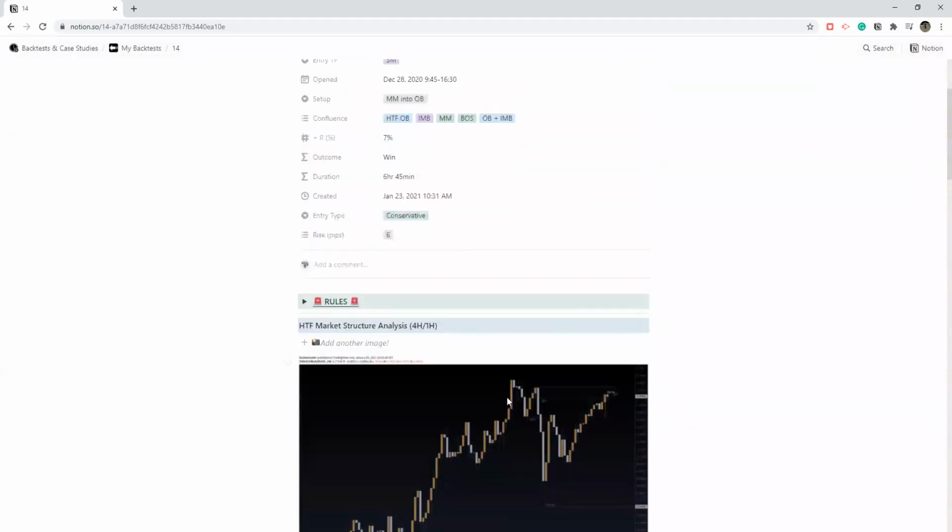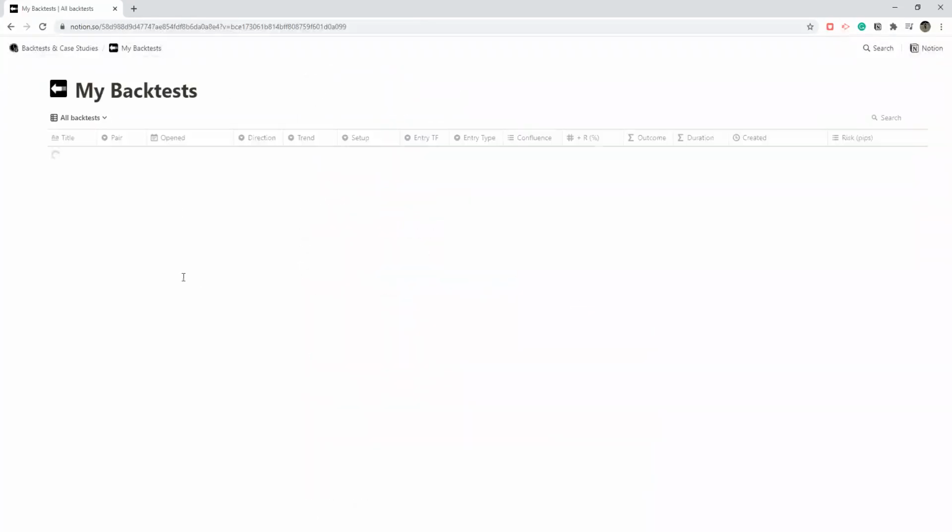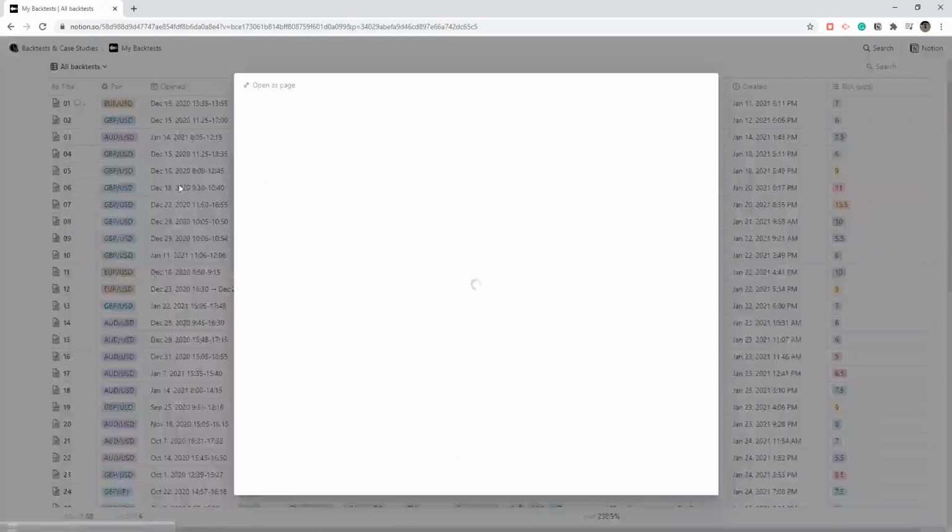And this trade was 7% again. Very nice. So far, so good again.